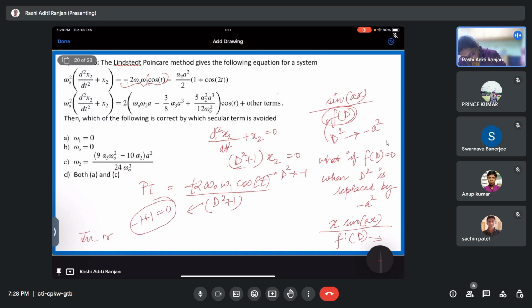So in order to find the particular integral, the numerator is multiplied by t. Okay, no problem. It gets multiplied by t. I'm going to have the particular solution, a particular integral like this. But is it correct? Never. The system is bounded. The system is going to oscillate.